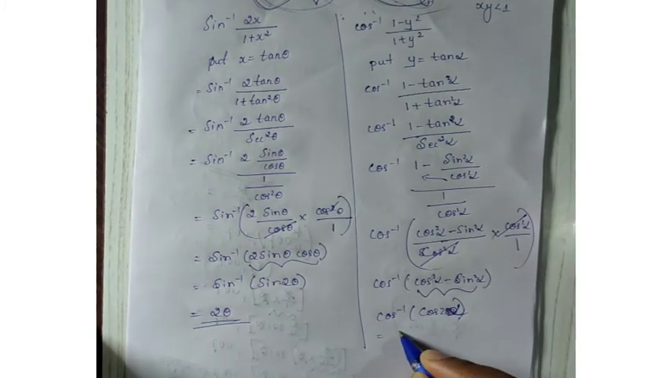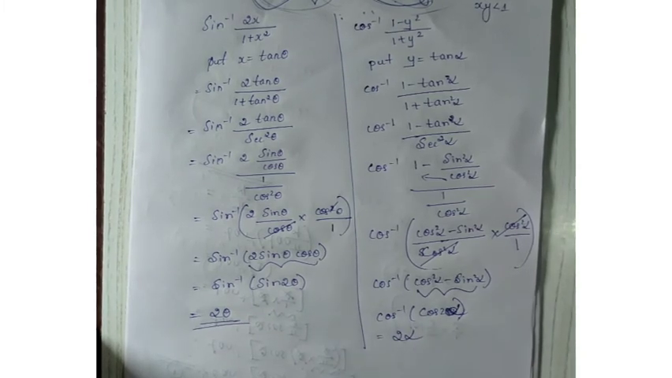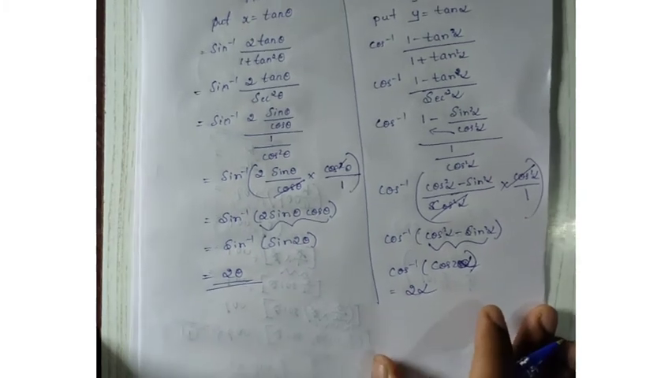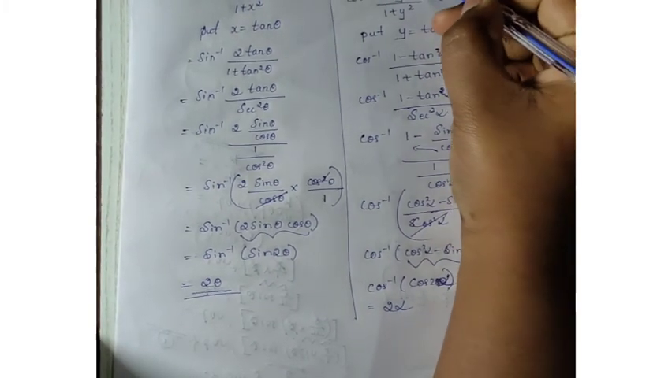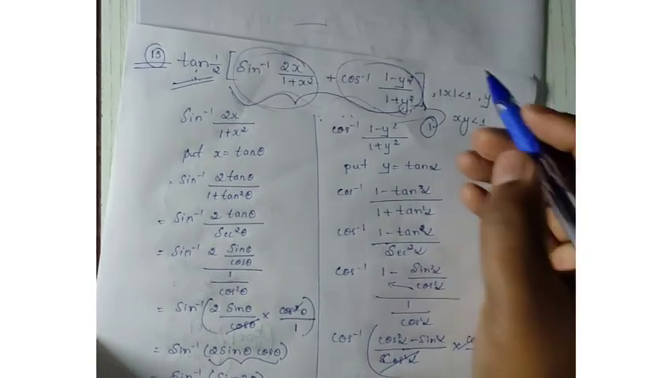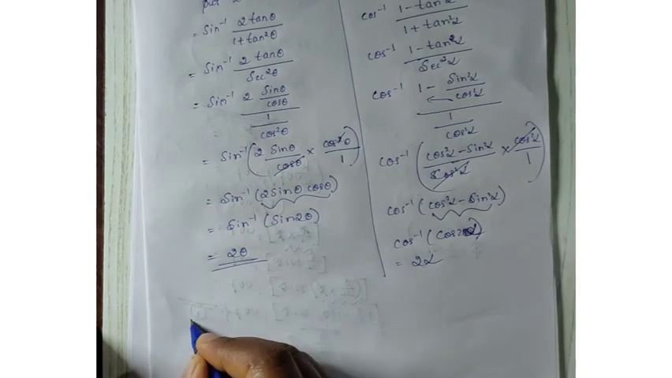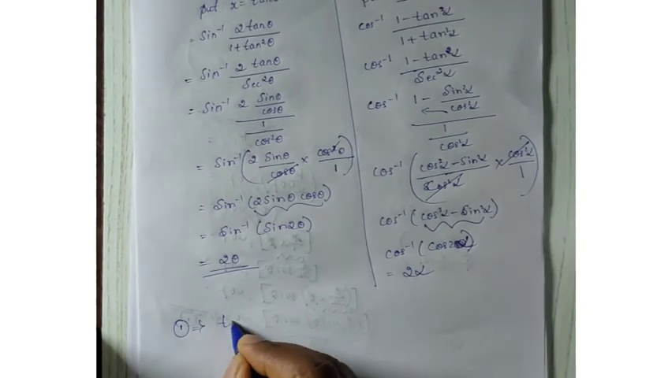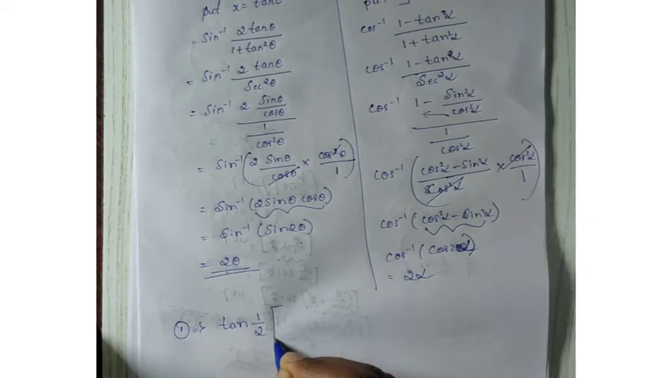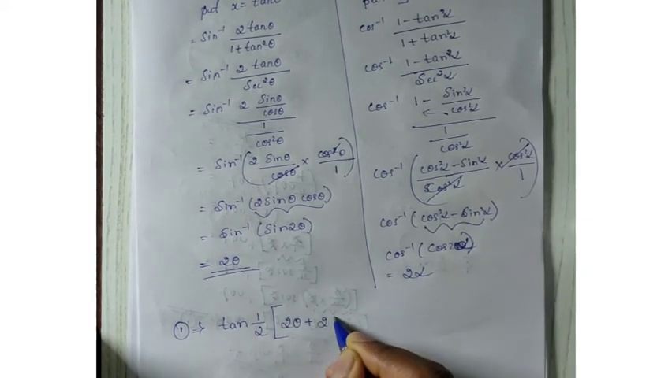Therefore this is simply 2 alpha. We have calculated sin inverse 2x by 1 plus x square and cos inverse 1 minus y square by 1 plus y square. Now just replace 2 theta and 2 alpha in the place of those terms. So here, if you consider the question as equation number 1, then the question, that is equation number 1, implies tan 1 by 2 theta plus 2 alpha.